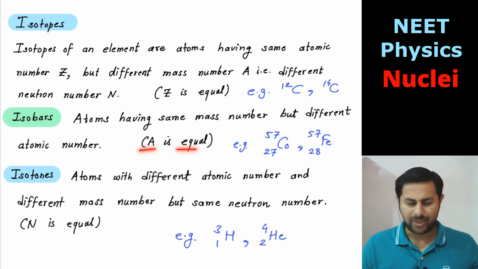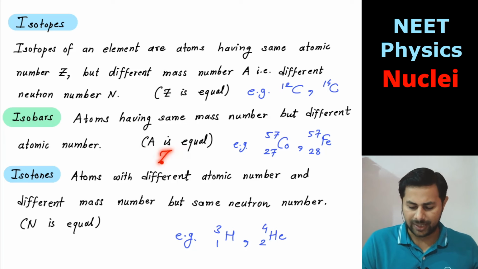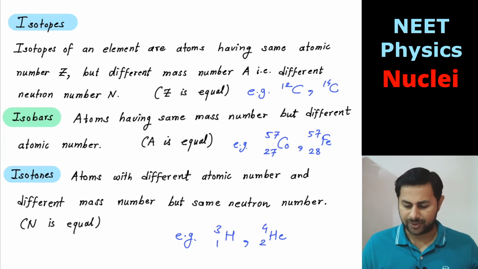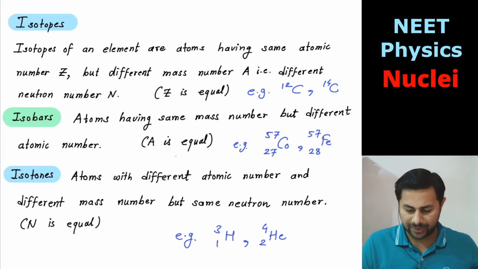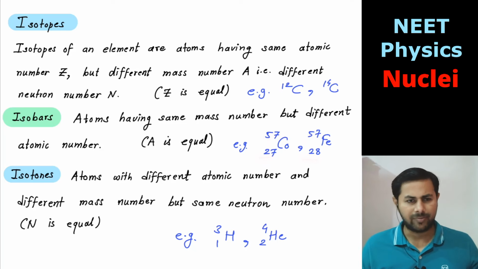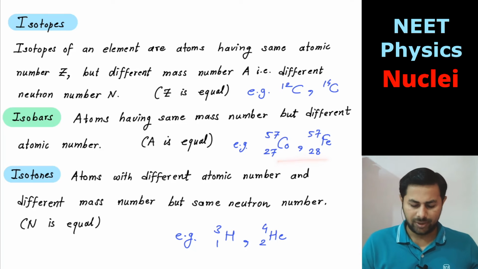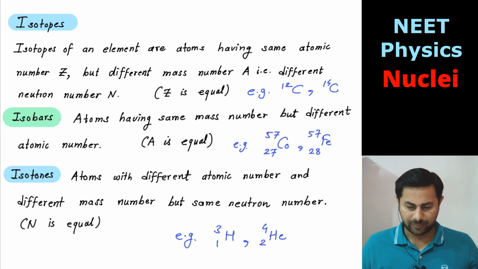So A would be equal in isobars, and atomic number Z is different. For example, cobalt and Fe have the same mass number 57, but the atomic numbers are different, 27 and 28. So these are known as isobars.